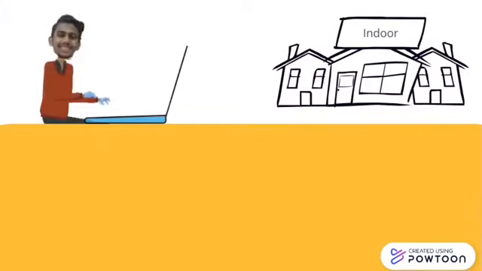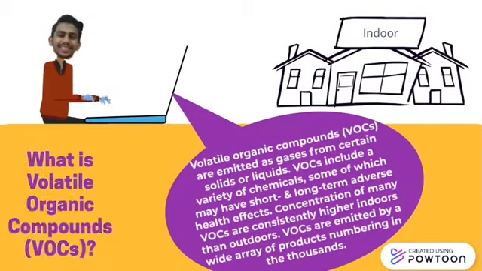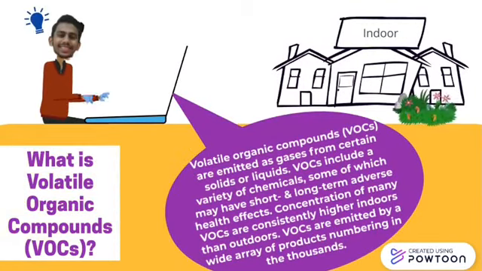Volatile organic compounds, VOCs, are emitted as gases from certain solids or liquids. VOCs include a variety of chemicals, some of which may have short and long-term adverse health effects. Concentrations of many VOCs are consistently higher indoors than outdoors. VOCs are emitted by a wide array of products numbering in the thousands.